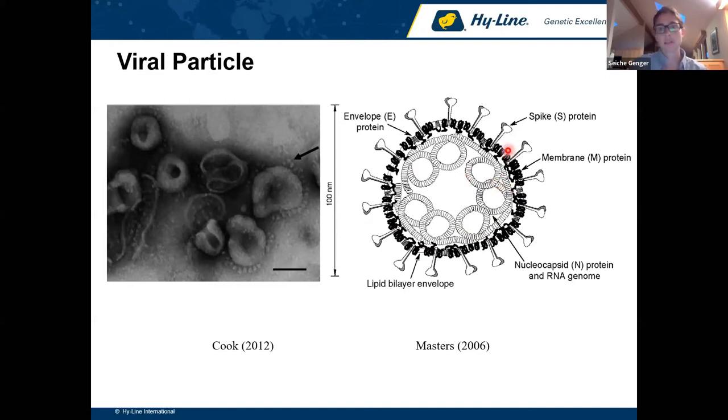Now, the other part that is really interesting is these little almost golf tees that look like they're coming off. Those are called spike proteins. In avian coronaviruses like infectious bronchitis virus, that's the part that our vaccines are actually trying to target. It's this little spike that makes each one of them unique and different in how it responds in the bird.